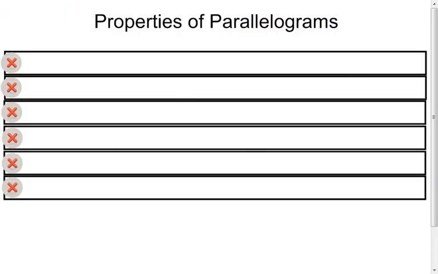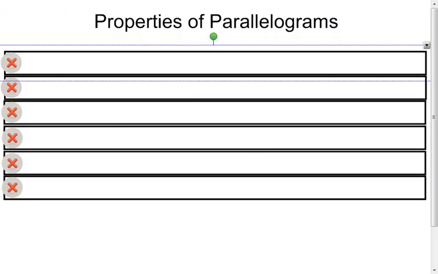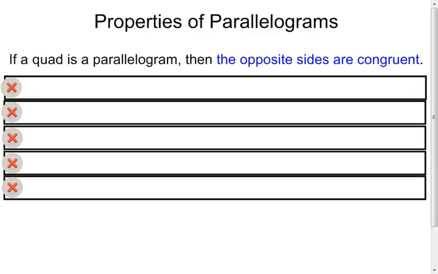Now we're going to look at all the properties that we looked at in the computer lab. The first property is that the opposite sides are congruent. Now what I did is I took that property and I turned it into a conditional statement. So it says if a quadrilateral is a parallelogram, then the opposite sides are congruent.